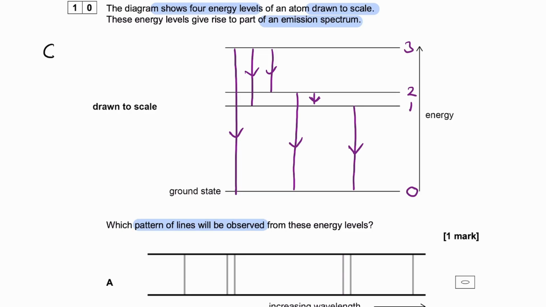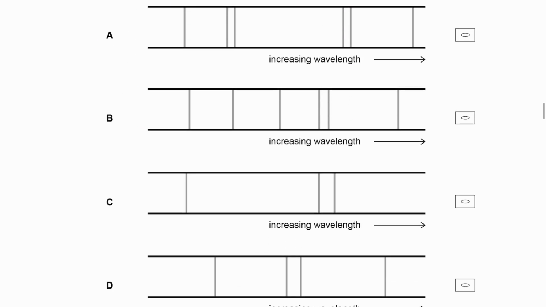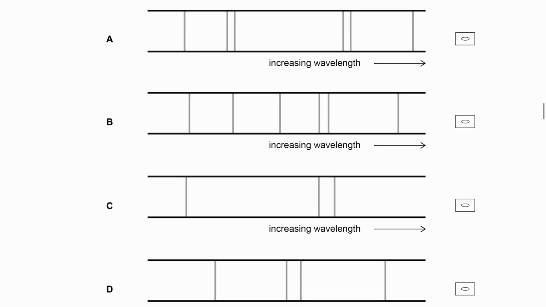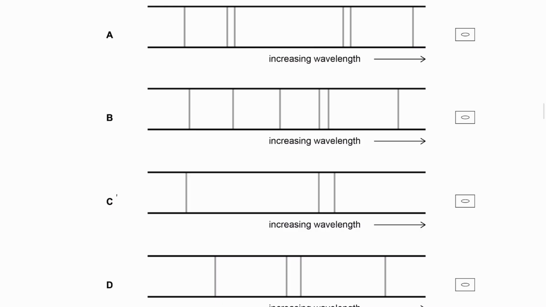The energy of a photon is given by hf, or hc over lambda. So each of these 6 different energies corresponds to 6 different wavelengths. So these lines here represent those wavelengths. We can see from diagrams C and D, there's 3 wavelengths here, 4 wavelengths here. We identified 6 in our diagram. So therefore it can't be C and D. We can rule those 2 out. It must be either A or B.